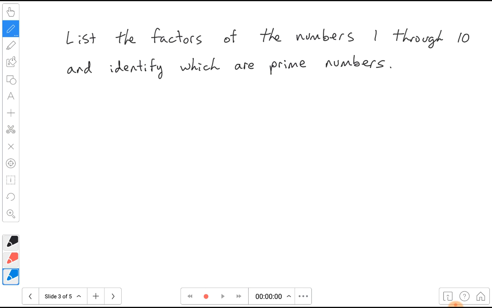So let's list the factors of the numbers 1 through 10 and identify which are prime numbers. Well, we just did number 1. That one's pretty straightforward. 1. Number 2 is actually very similar. You can multiply 1 by 2. So the factors here are 1 and 2. There's nothing else we can do. And actually, that means that 2 is a prime number, and it's the only even prime number.